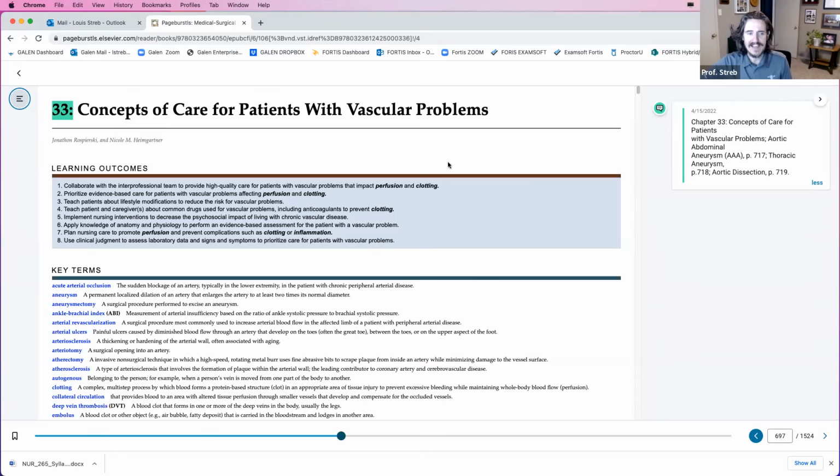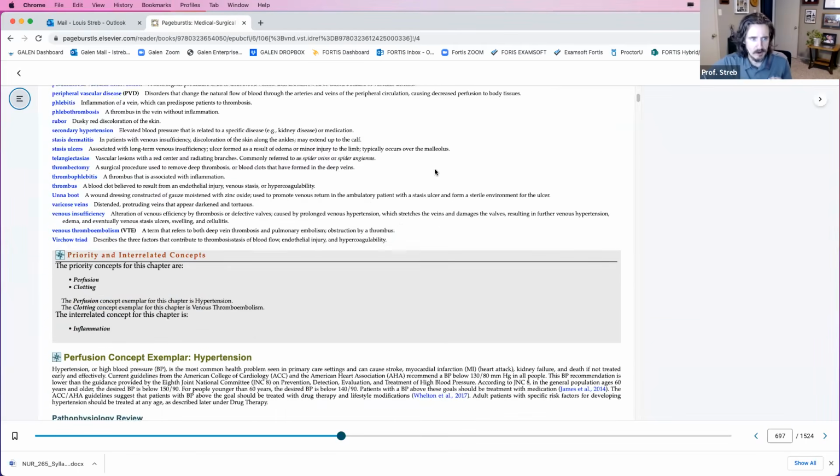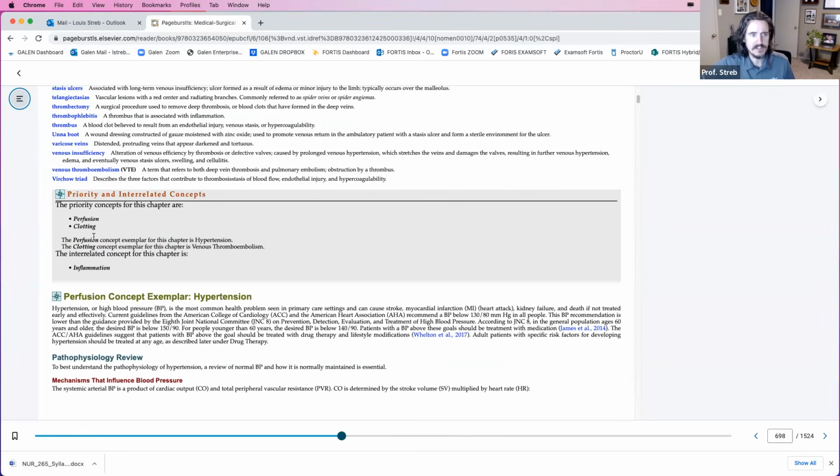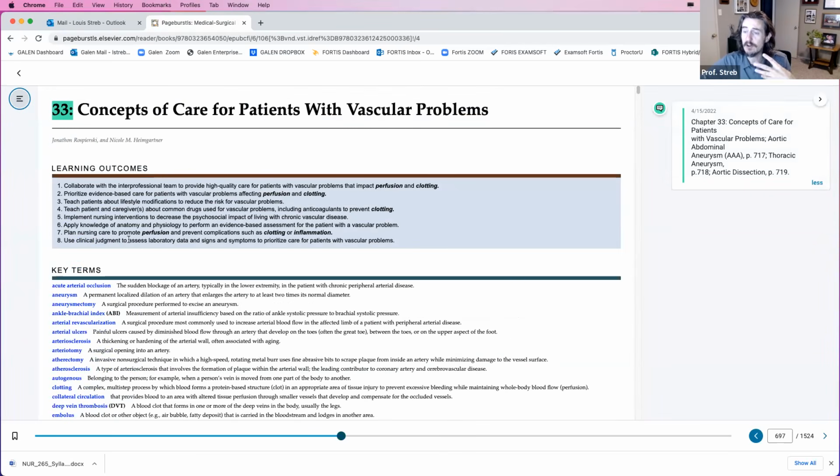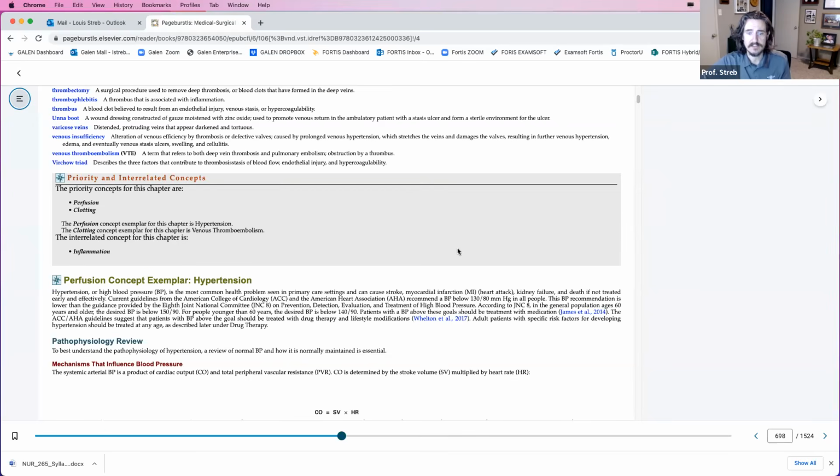What do I care about with vascular problems? As I scroll down and start thinking about what I know: perfusion and clotting, great. Inflammation, great. What are the nursing diagnoses? This is where I want you to start thinking. A nurse can do a lot about signs and symptoms and nursing diagnoses, but can't do anything for a medical diagnosis. You have to have medical treatments for medical diagnoses. Anyway, that's where we're going.